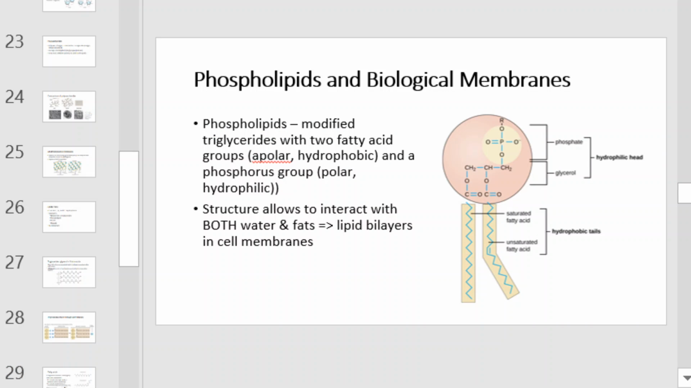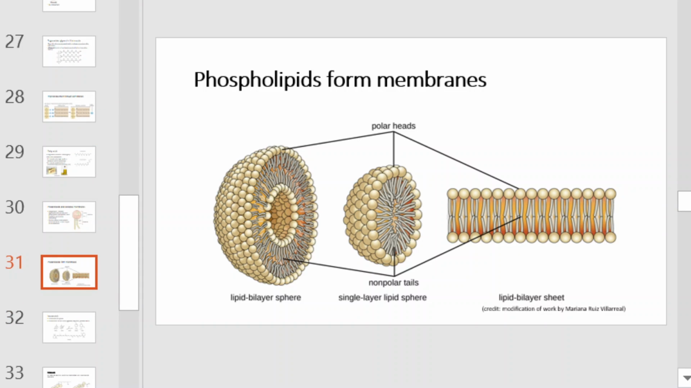Phospholipids are one of the most important lipids that we study in any science class. Phospholipids are modified triglycerides with only 2 fatty acid groups and a phosphorus group attached. Their structure allows them to interact with both water and fats. They are directly responsible for the formation of the phospholipid bilayer that makes cellular life and all life on Earth possible. This is an illustration of how the phospholipid bilayer forms.